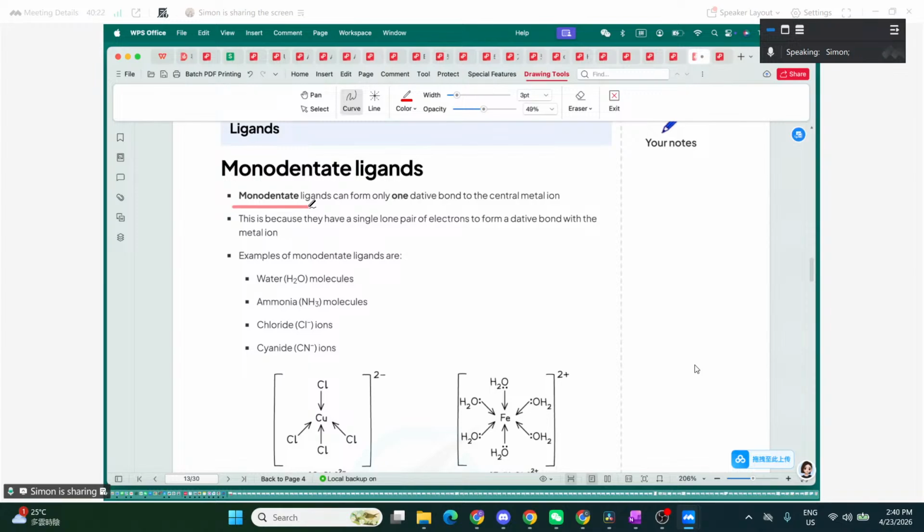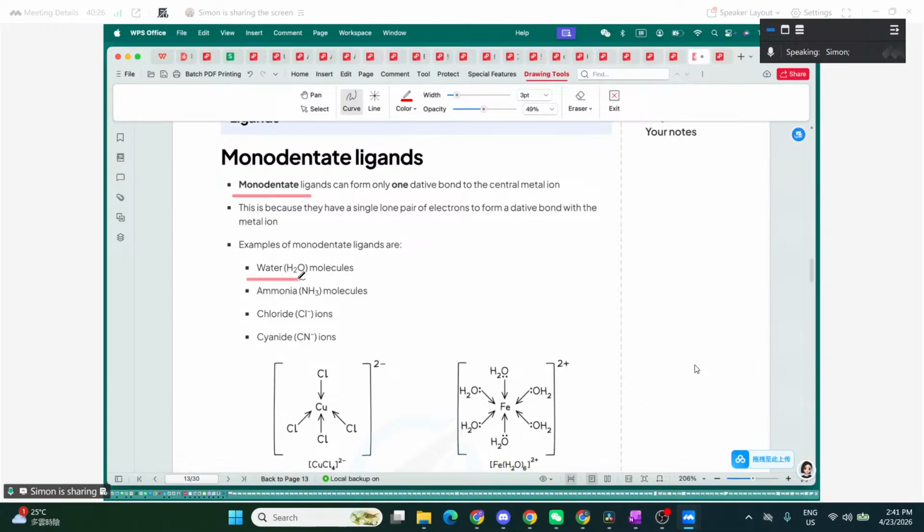Here are three examples. First is water. Tell me, why is water a monodentate ligand? Because only one pair of electrons is donated from the oxygen atom to the central metal. No problem now.